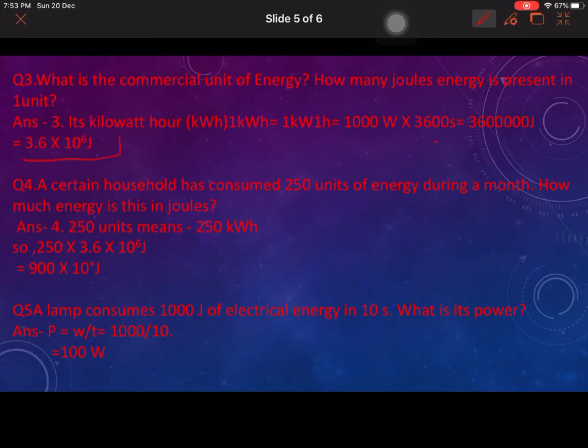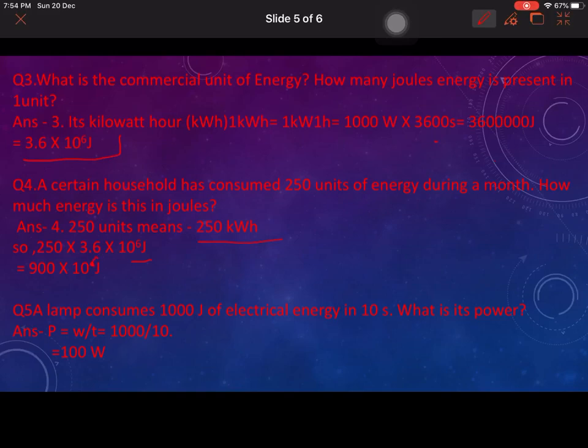A certain household has consumed 250 units of energy during a month. How much energy is this in joules? 250 units means 250 kilowatt hour. You can multiply it by 3.6 into 10 raised to power 6. It comes out to be 900 into 10 raised to power 6 joules.